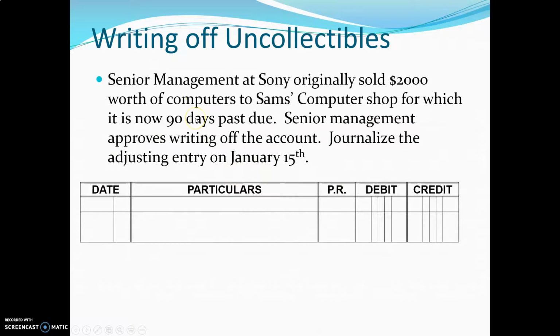So what do we do when we want to write off the uncollectibles? Well, Sony originally sold $2,000 worth of computers to Sam's Computer Shop, for which it's now 90 days past due. Maybe something happened to Sam. We don't know. But what we do know is it's past due. And it's not even like it's a little bit past due. It's 90 days. Maybe he missed the invoice. That could be a potential explanation.